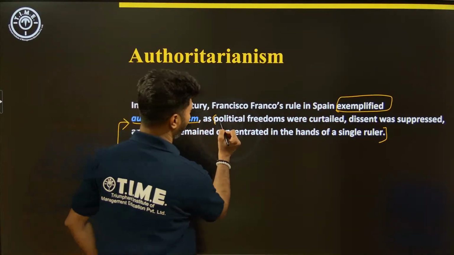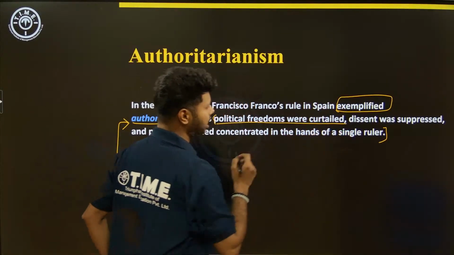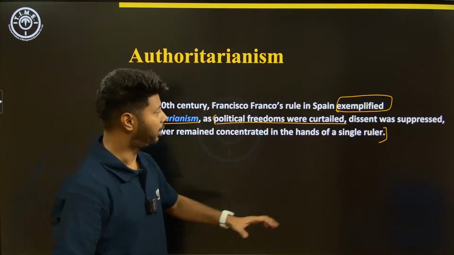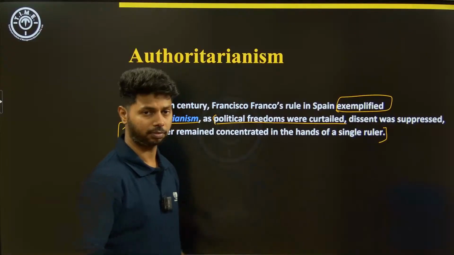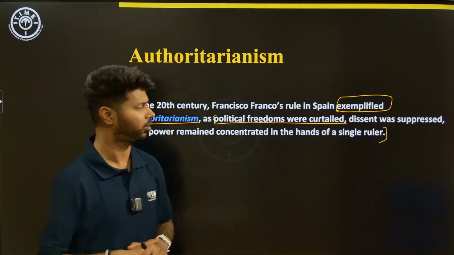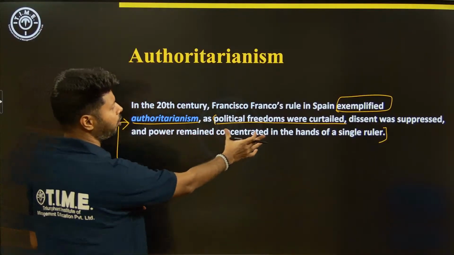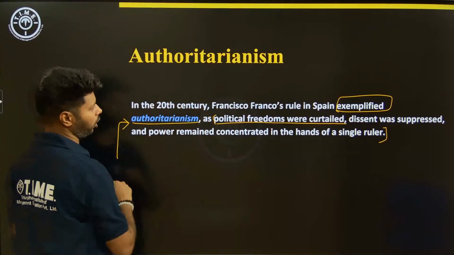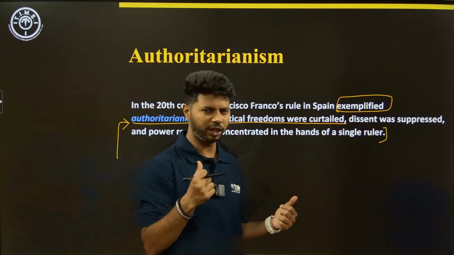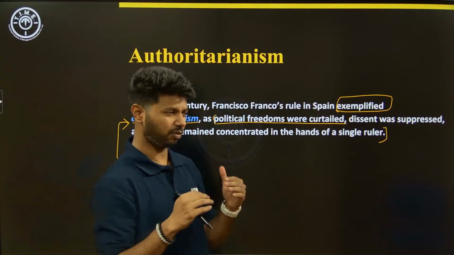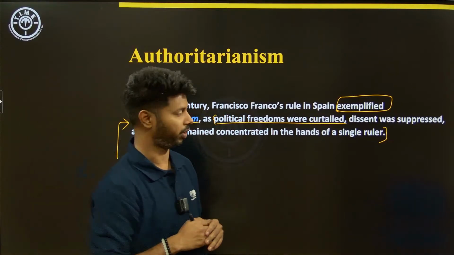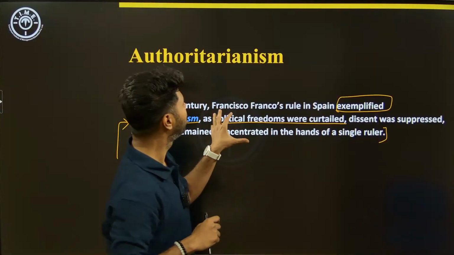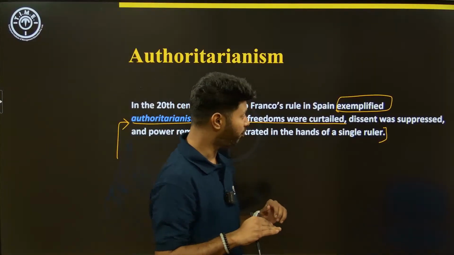What happened? Political freedoms were curtailed, held back, reduced. Dissent was suppressed. Dissent was not allowed. All right. And power remained concentrated in the hands of a single ruler. So, what are the features? No political freedom, or very reduced political freedom, not no political freedom. That's a different word, actually. We'll look at that as well. Political freedom was reduced significantly.